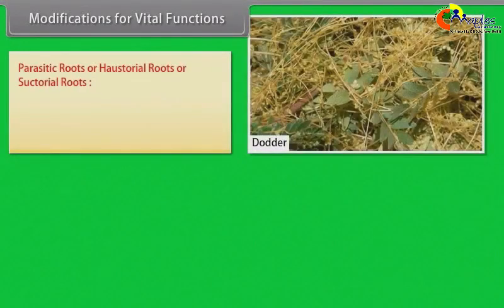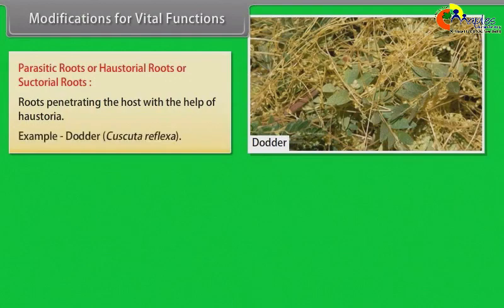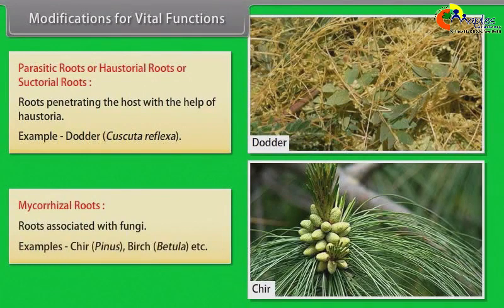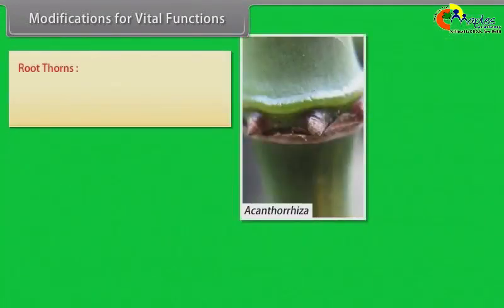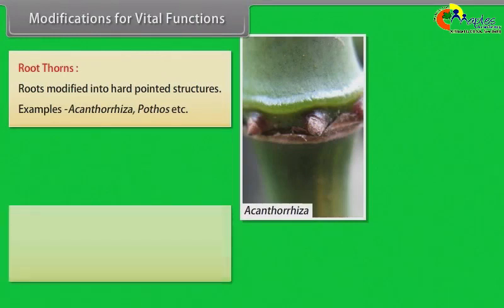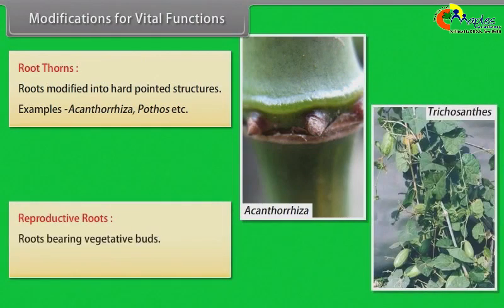Parasitic roots or haustorial roots or suctorial roots. Roots penetrating the host with the help of haustoria. Example, dodder. Mycorrhizal roots. Roots associated with fungi. Examples, pine, birch, etc. Root thorns. Roots modified into hard-pointed structures. Examples, Acanthorhiza, pothos, etc. Reproductive roots. Roots bearing vegetative buds. Examples, Trichosanthes, Ipomoea, etc.